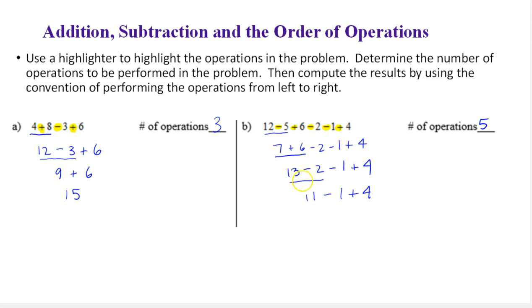And notice I'm underlining the operation I'm performing as we go, and it helps me keep track of what I've done and what's remaining. So I recommend you do that as well. 11 minus 1 is 10. And now we're down to one operation, and we have 10 plus 4 is 14.